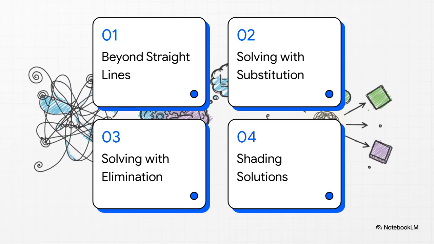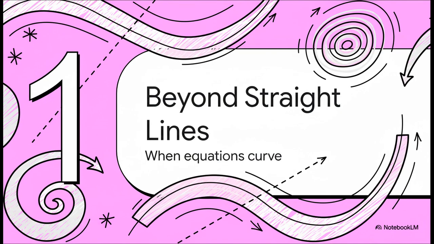Okay, so here's our game plan for today. First, we're going to talk about what makes these curvy equations so different from the straight lines you're used to. Then, we'll get our hands dirty with two really powerful methods for finding those meeting points: substitution and elimination. And finally, we'll zoom out and look at what happens when the answer isn't just a point, but a whole region of possibilities. All right, let's take our first step, moving beyond straight lines.